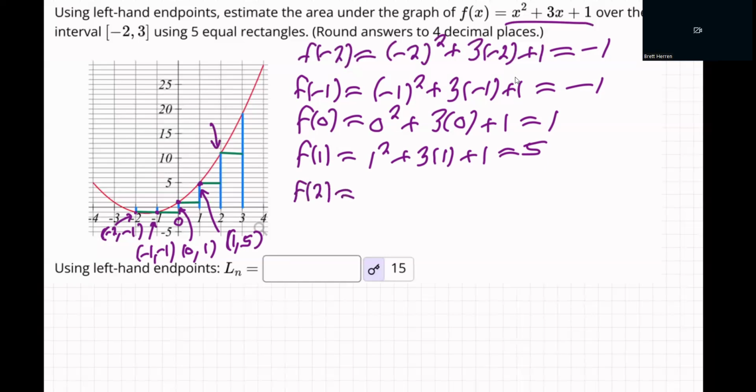And finally, that point right there, that's 2. f of 2 is 2 squared plus 3 times 2 plus 1: 4 plus 6 is 10, 11. That's right. So that's the point over 2, up 11. Okay.